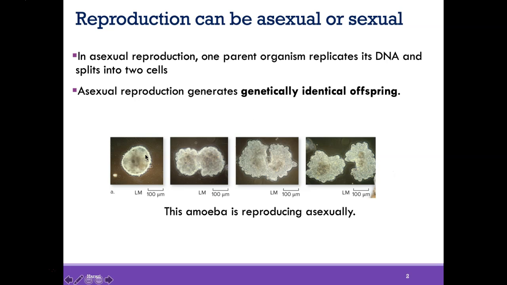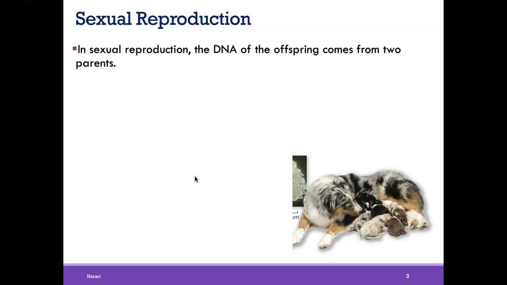Right? So this is the parent amoeba. Each of these daughter amoeba is exactly the same. They're genetically identical to this parent. So asexual reproduction is basically just like mitosis and cytokinesis. You're cloning cells. In sexual reproduction, the DNA of the offspring comes from two different parents.